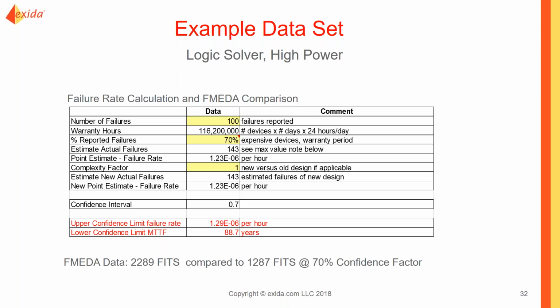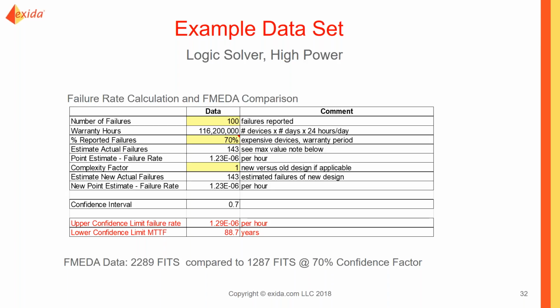So we got 116 million. That's the number of devices times the number of days times 24 hours in a day. That's how you get the warranty hours. Then you do the how many reports. This company was a very well-established company, so they said about 70% of the returns came back. It was an expensive device, so many people wanted to return them because they were very expensive.